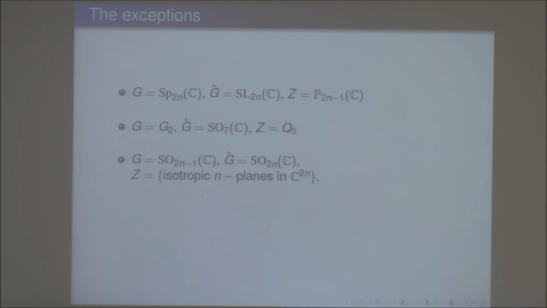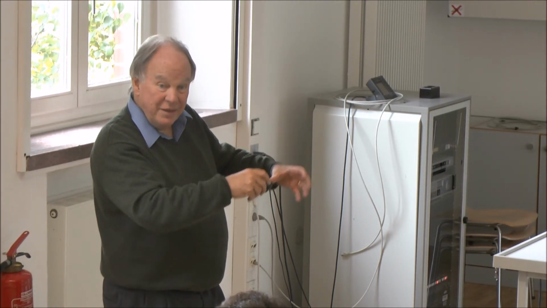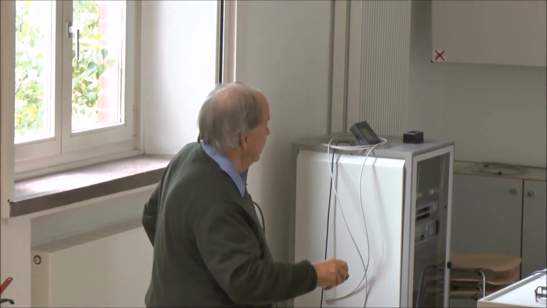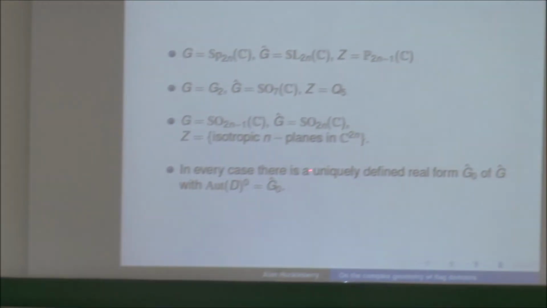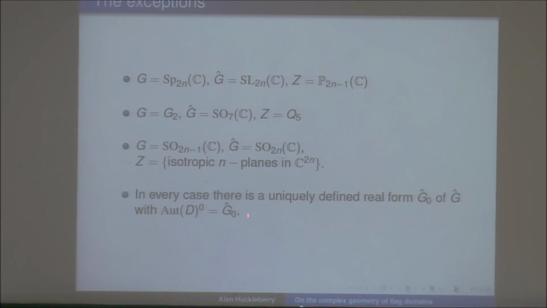And now what I have to do is take every flag domain there and check what happens to the obvious group, the real form G0, and whether or not there's a bigger group that acts on that flag domain, or whether or not it stabilizes that flag domain. So in every case, here's the theorem. There's a uniquely defined real form G0 hat of G hat, so that the automorphism group is in fact this real form. I made the mistake at the beginning of choosing the small real form.